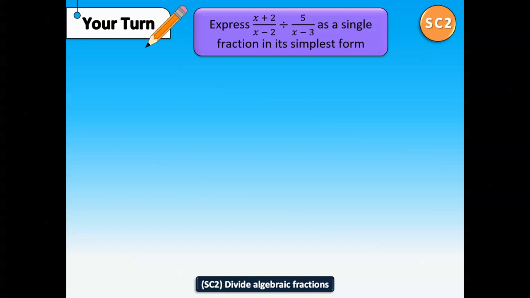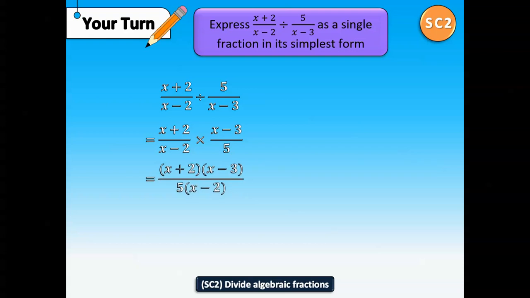So for this question, we use keep, flip, change. So we keep the first fraction as it is. We flip the second fraction and change the divide to a times. Then we times the numerators together and the denominators together.